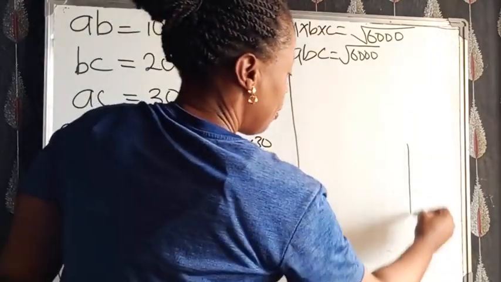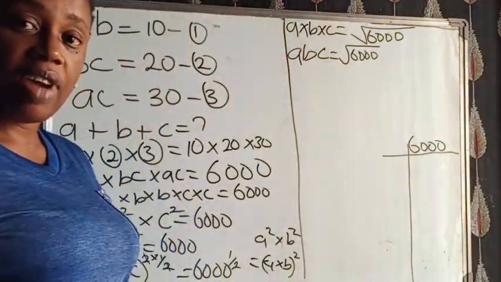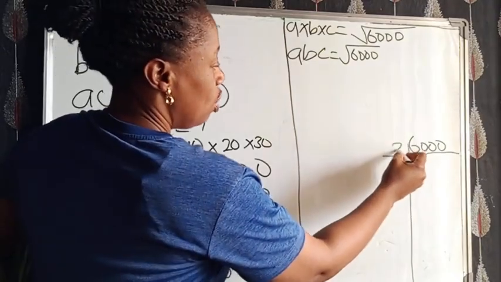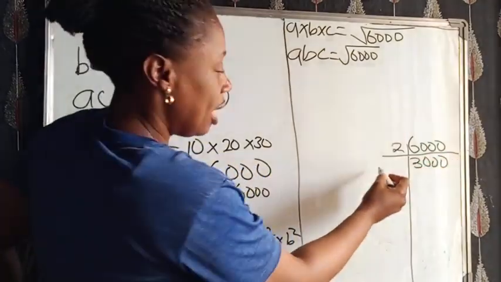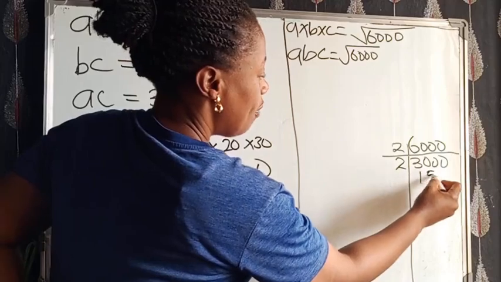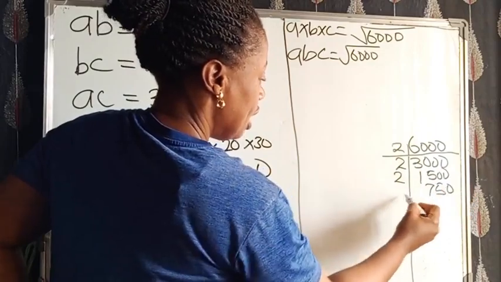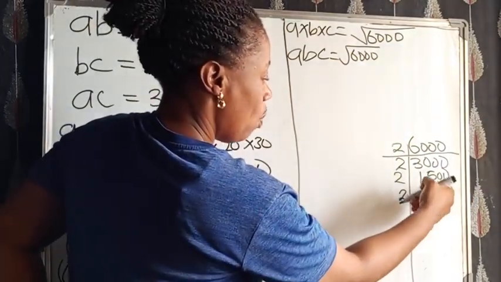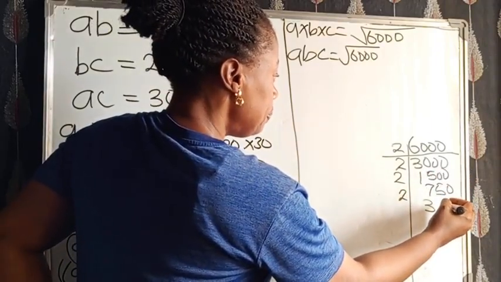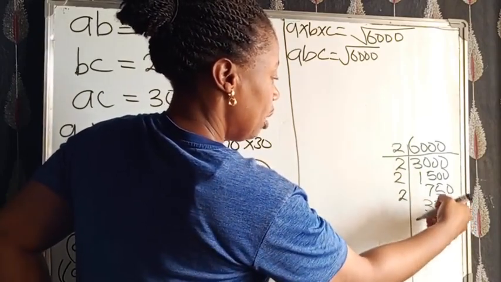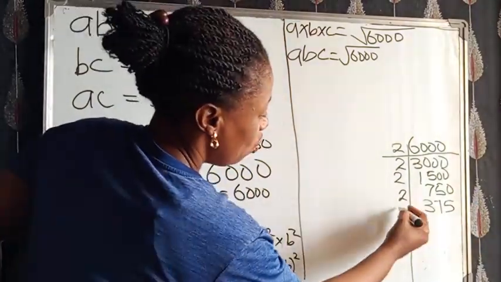So we have 6,000 here. Beginning to divide it using the smallest number I can divide it by, 6,000 divided by 2 is 3,000. Then again by 2 is 1,500. 2 can still divide. We have 750. How many 2s are in 7? It's 3 remainder 1. How many 2s are in 15? 7 remainder 1. How many 2s are in 10? It's 5. So the next number we are going to use is 5 now.